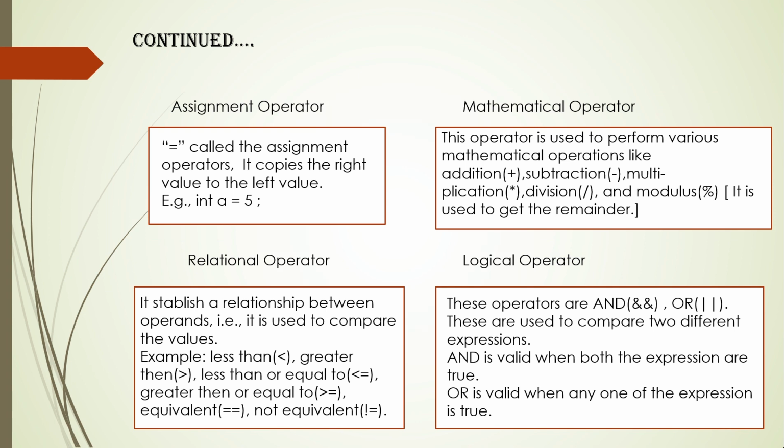First is the assignment operator. Equal to is called the assignment operator. It is used to assign a value, that is, it copies the right value into the left value. For example, int a = 5. Here the value 5 is assigned to the variable a.